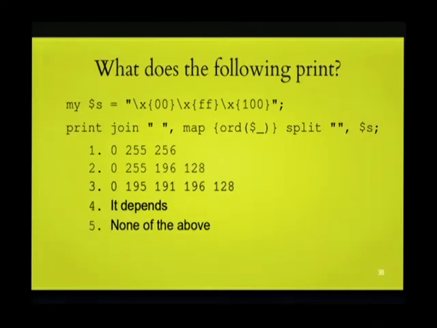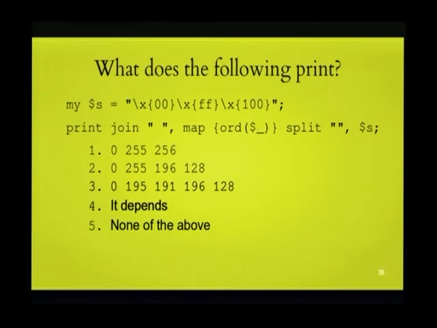What do those two lines of code print? You've got the string here of three string elements, right? We're agreed, those are three string elements. So it could either print the value of each string element, 0, 255, 256, or maybe, since this doesn't fit in a single byte, it expands all of it using the UTF-8 algorithm, in which case you'd get this. Or maybe it depends on something. Or maybe none of these answers are correct.